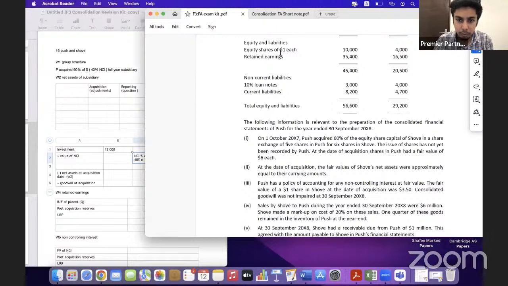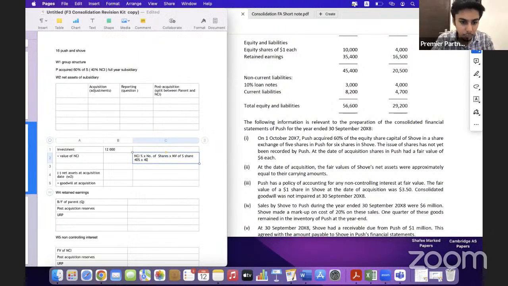In the S company, 4,000 divided by 1. That means there are 4,000 shares in the company. Multiply this by the market value of the S share. Here, can you see? The S share market value is 3.5. So like this, you have to calculate the value of NCI. When the value of NCI is not there, this is how you calculate. Take the NCI percentage, see how many shares are there in the subsidiary company, and multiply by the market value of the subsidiary share, not the parent share. Don't multiply by 6. NCI is not inside the parent company. NCI is inside the subsidiary company. So you have to calculate using this.